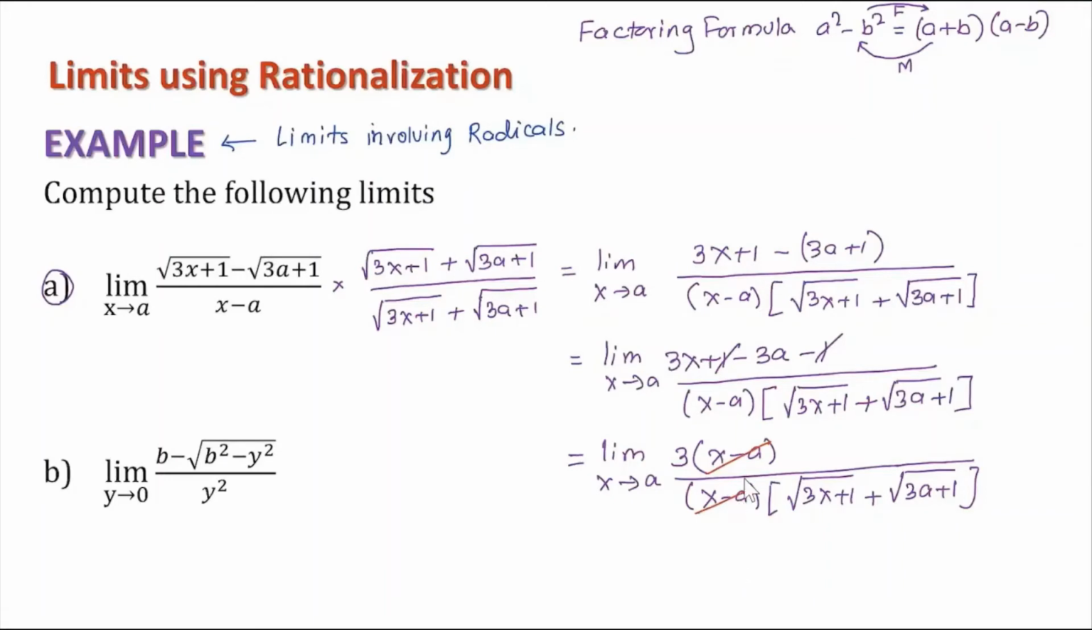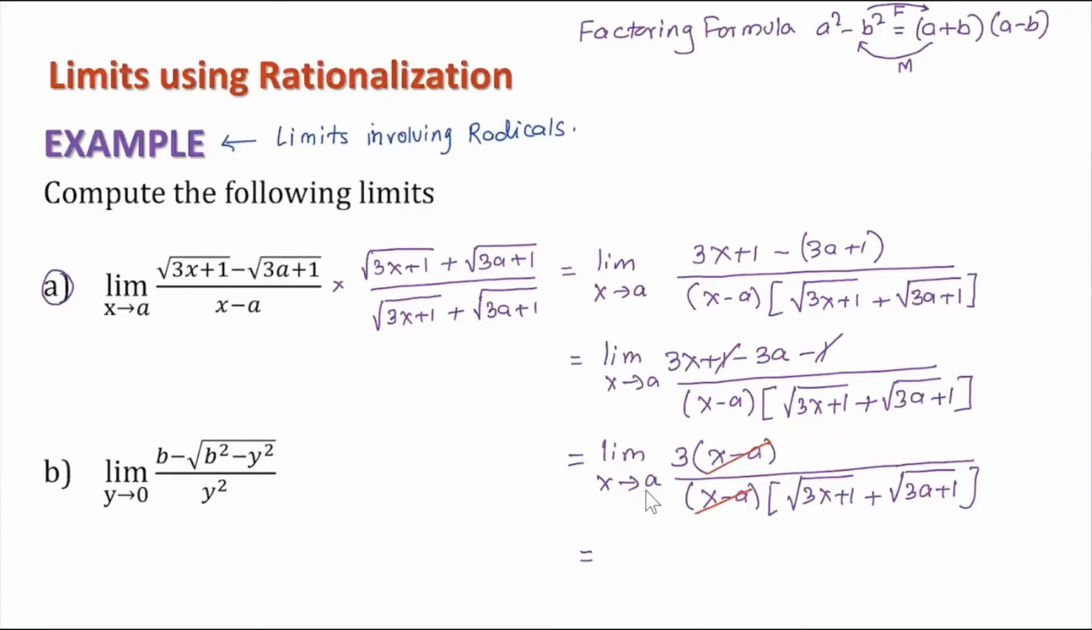This x minus a was causing the problem in the beginning. Because we have x minus a in the denominator, when you plug in x equal to a, it used to be a minus a, which was 0. So we cannot have 0 in the denominator. We did all this process and we removed the denominator. Now direct substitution will work.